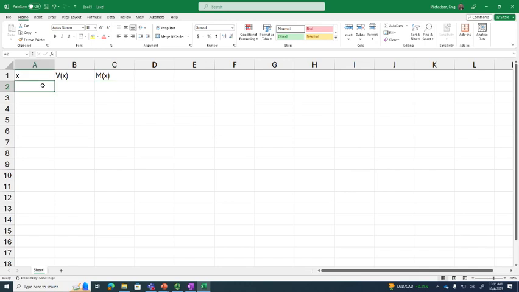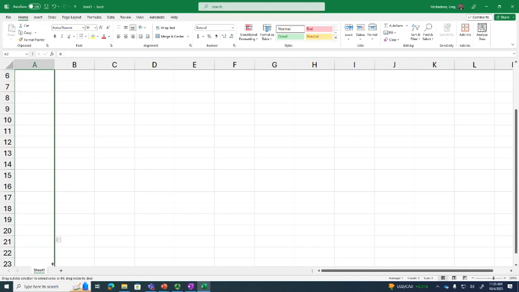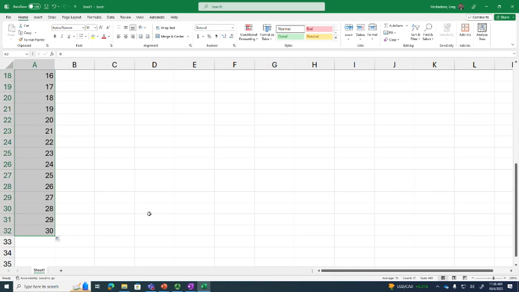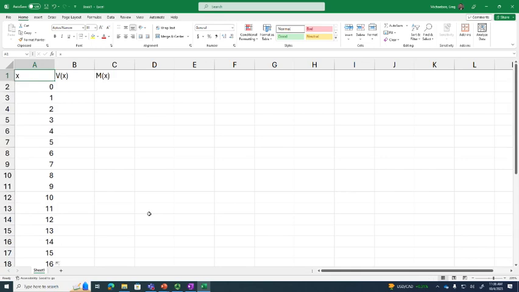Now, how long is the beam in this problem? 30 feet. So what I'll do is I'll just say 0, 1, 2, and then I will highlight these. Remember the little shortcut? You can hit the little black plus on the bottom corner and drag that down until you get to 30. Is everybody sort of caught up with me on this part? Okay. Looks like everybody's on the same page.